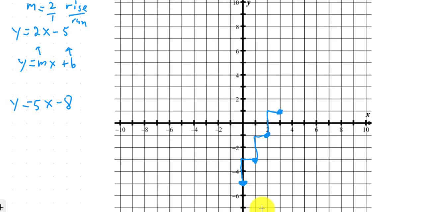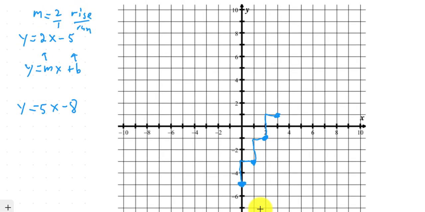And normally you wouldn't have to show these steps. You would just show the points. And then let's draw a line through those points. That's not my best work, but there's my line.